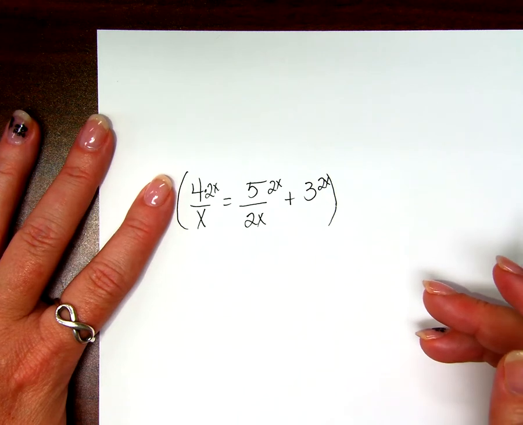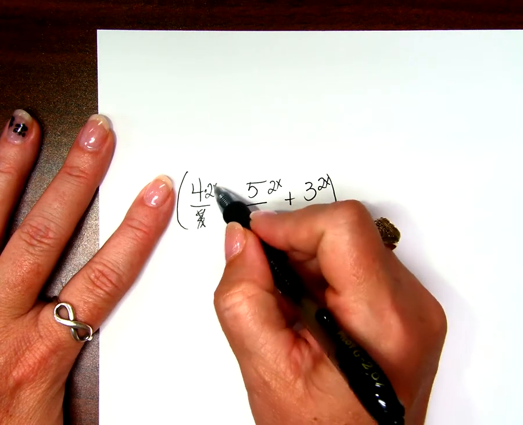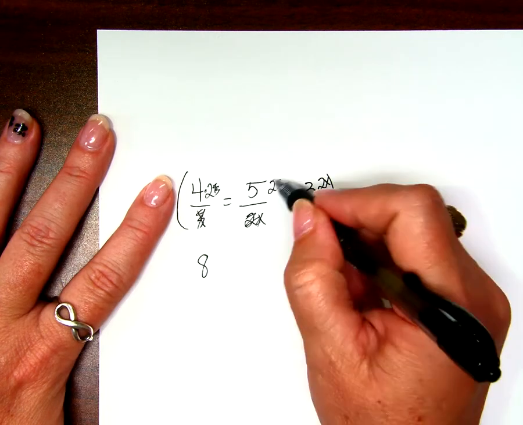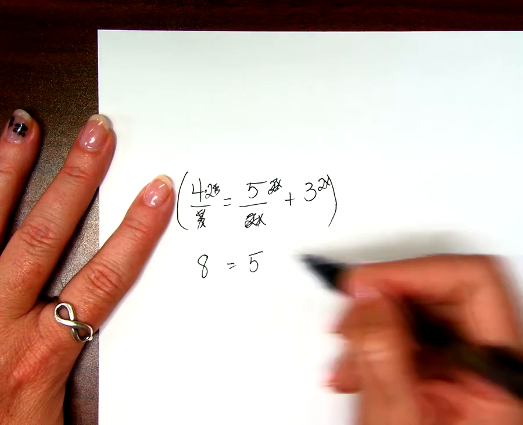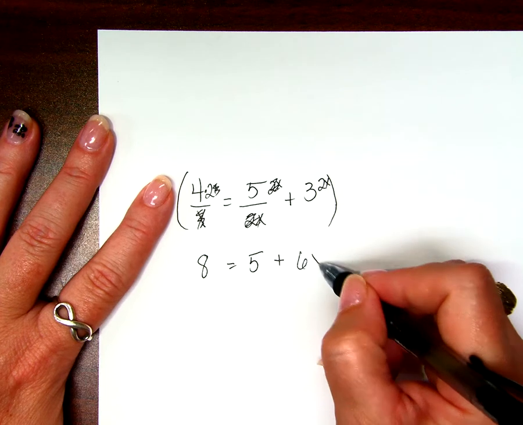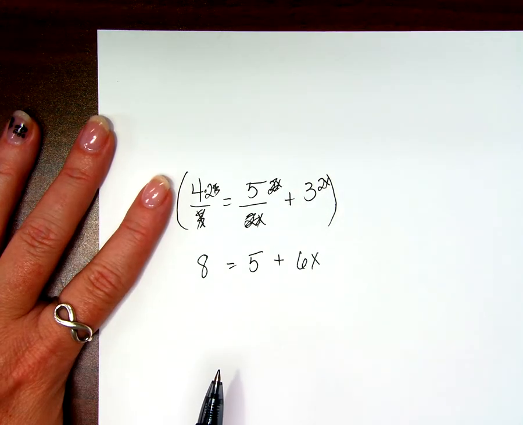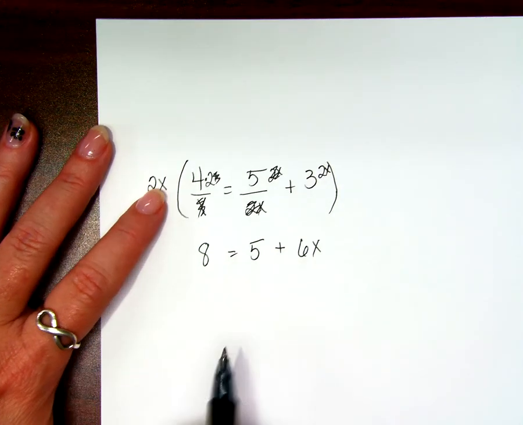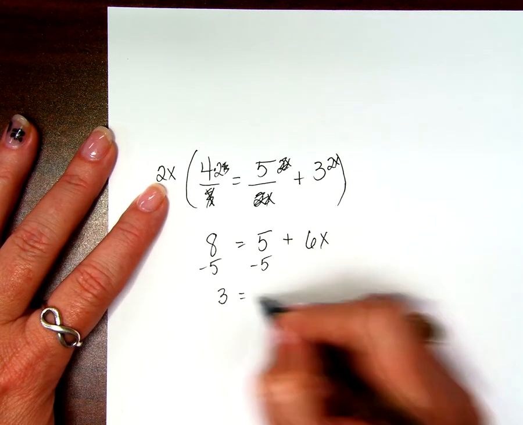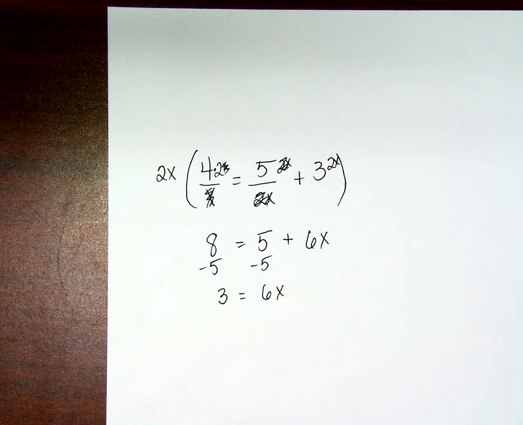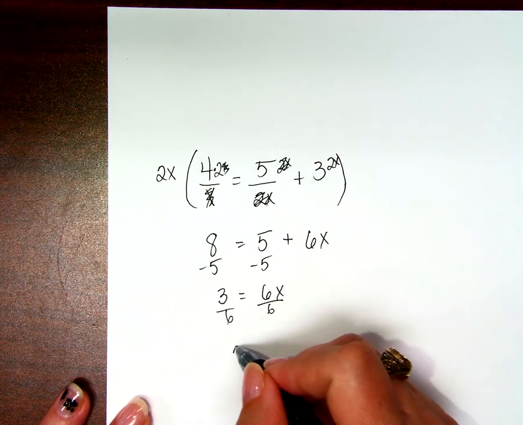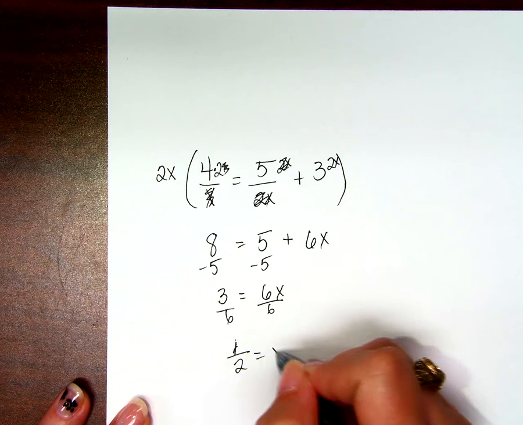You okay with that? So here the x's simplify to 1, and we have 8. Here the 2x simplifies to the 2x, and I have equals 5 plus 6x. Everybody okay with that? Now if I subtract 5 from both sides, I get 3 equals 6x. How do I solve that equation? Divide by 6. 1/2 equals x.